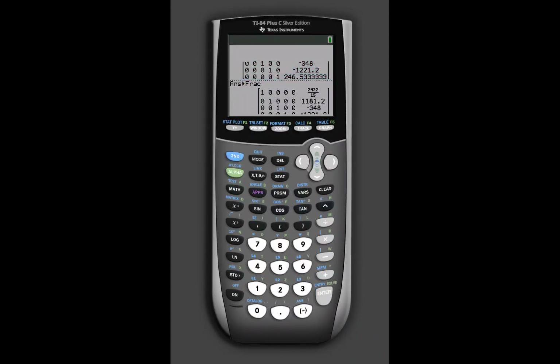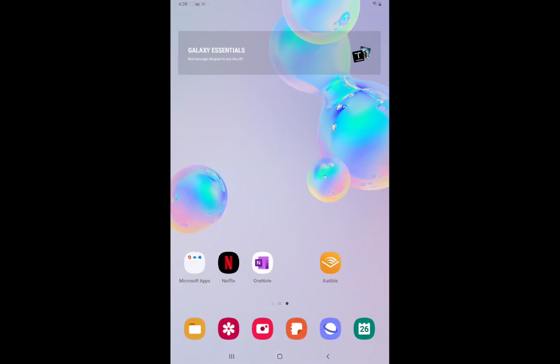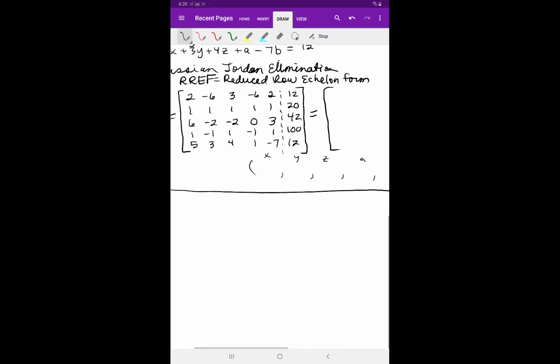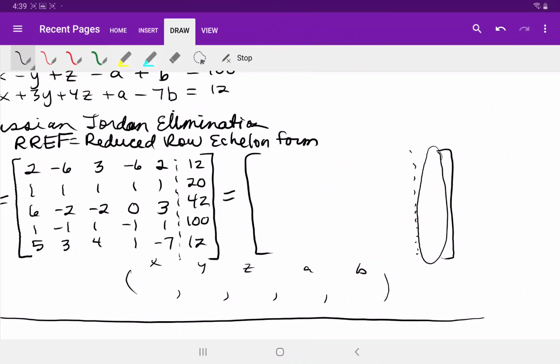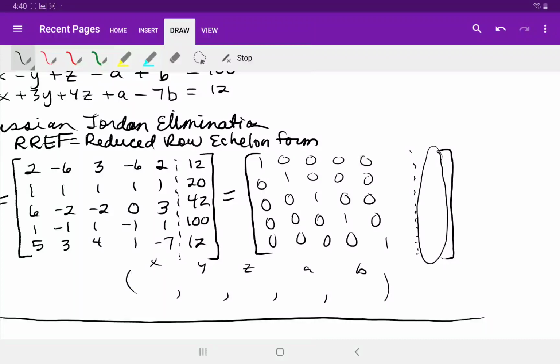So that's it. So I'm hitting second quit. I don't really have to do that. But right now I need to go back to OneNote and I want to write my answer. Okay, so here we go. So my answer is 1, 1, 1, 1, 1, 0, 0, 0, 0, 0. Okay, and then this answer, which is my answer.